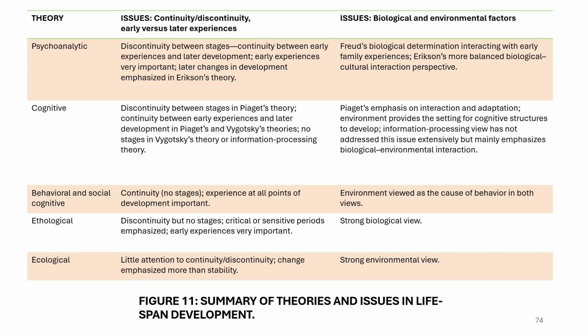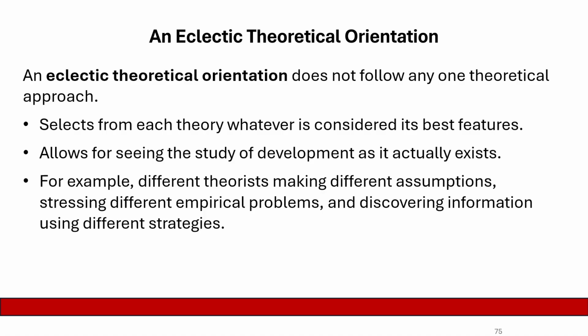Here is a chart showing a summary of theories and issues in lifespan development. Please feel free to pause the video or check this out in Canvas. So an eclectic theoretical orientation does not follow any one approach. It selects from each theory whatever is considered its best features. And that's what we do today.